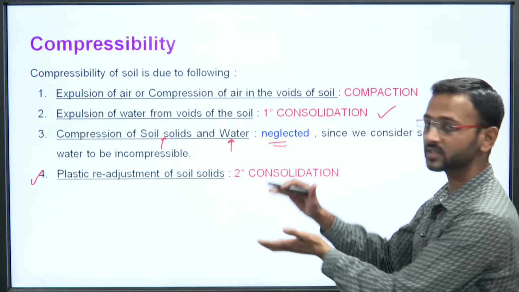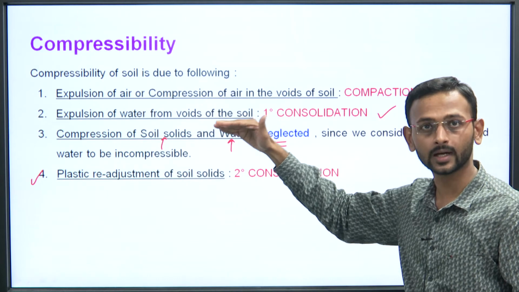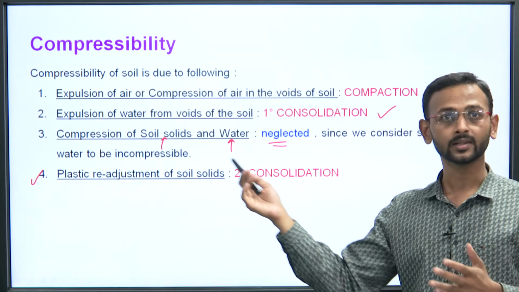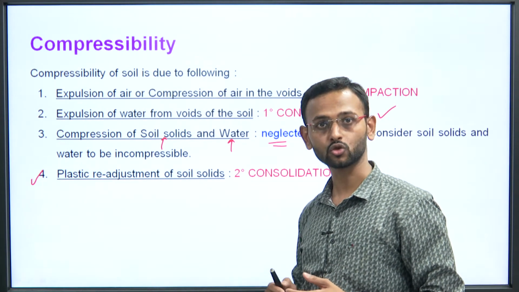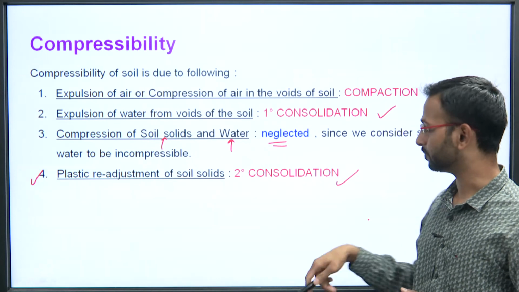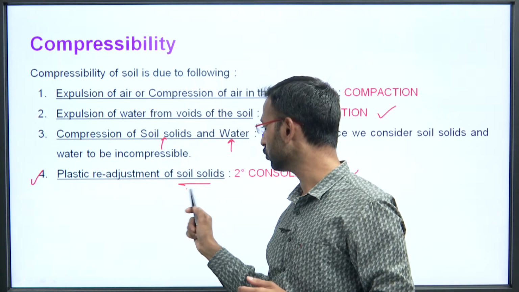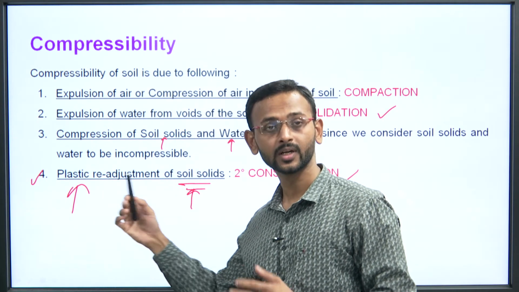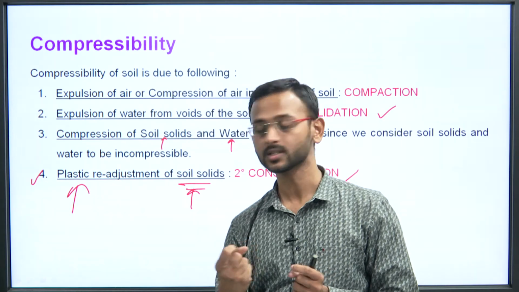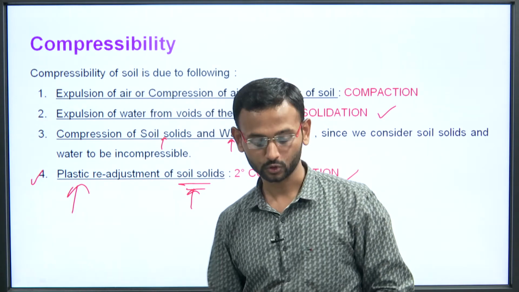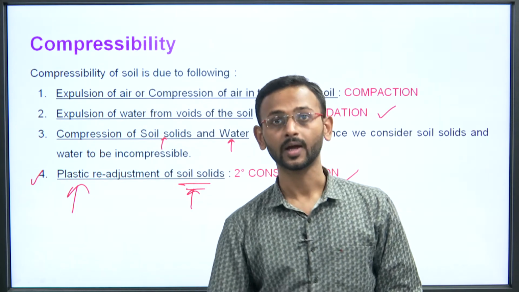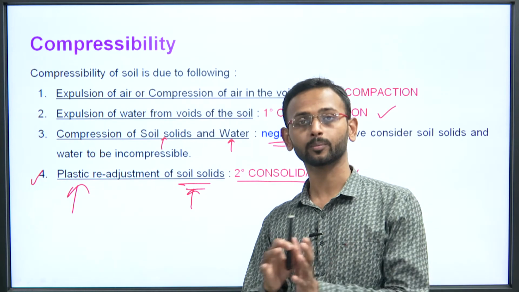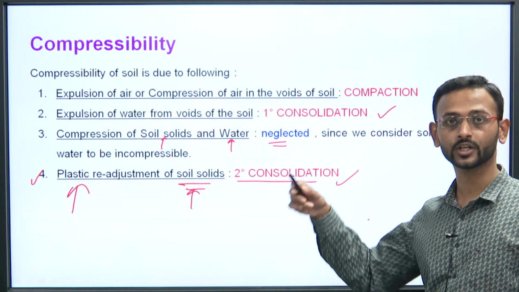Now the fourth thing is the plastic readjustment. When these 3 processes happen, first compaction, then 1 degree consolidation, then the compression of soil solids and water takes place. Then after that there is plastic readjustment of soil solids, that is the 2 degree consolidation. So the soil solids will try to adjust in terms of plastic readjustment. What is plastic readjustment? That is the adjustment of the soil solids without undergoing rupture. So that is the 2 degree consolidation, and it will take a lot of years, much more time as compared to 1 degree consolidation or compaction.